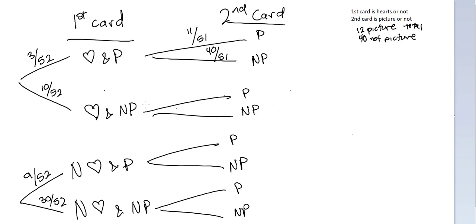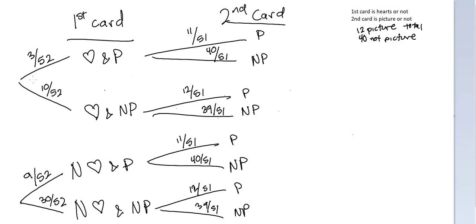But if we did a not picture card, we still have 12 picture cards. We'd only have 39 not picture cards. Okay, and again down here, we don't really care that it was a heart or not, we only care that it was a picture card. So we used 1 picture card, so there's only 11 out of 51. And for not picture card, we used the picture, so there are still 40 out of 51 not picture cards. And again, if we did a not picture first, then there are 12 out of 51 picture cards and 39 out of 51 not picture cards.